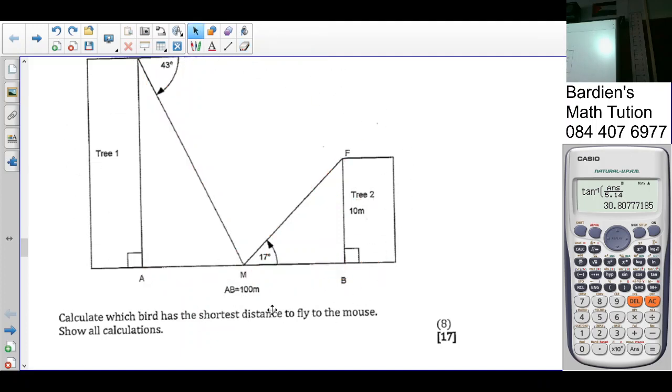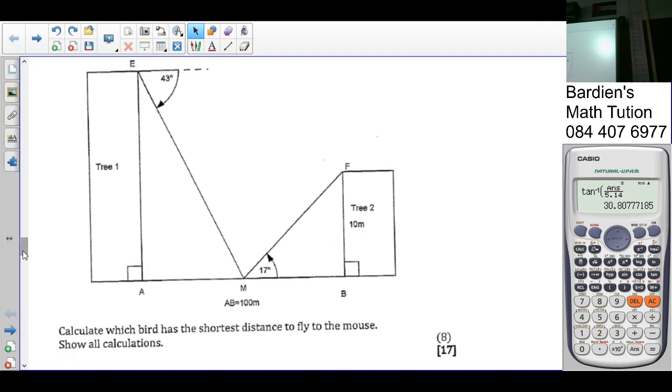So the question says, calculate which bird has the shortest distance to fly to the mouse. Show calculations. From here it's clear the falcon has the upper hand. Not so. They give you 8 marks and they're telling you show calculation. So if you stay straight, the falcon, you lose everything. So you're not adhering to the instruction. Make sense? So what are we actually calculating here?